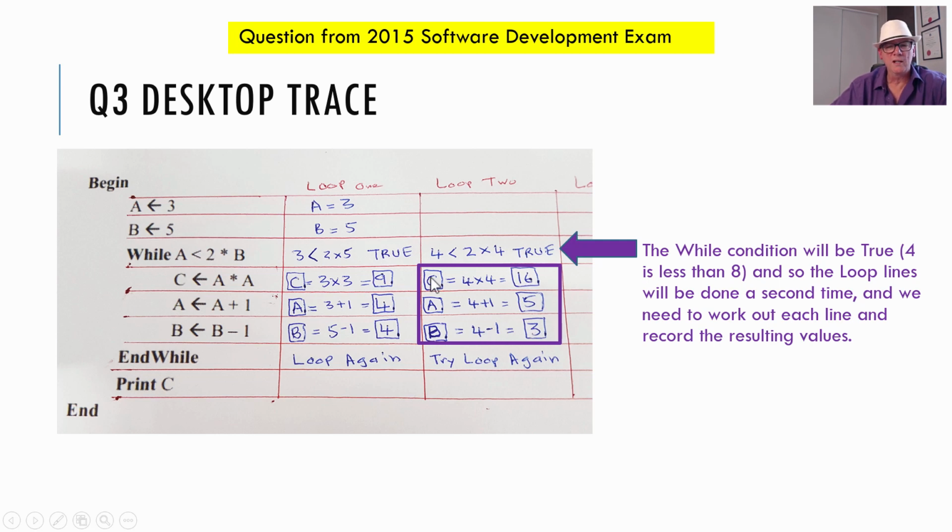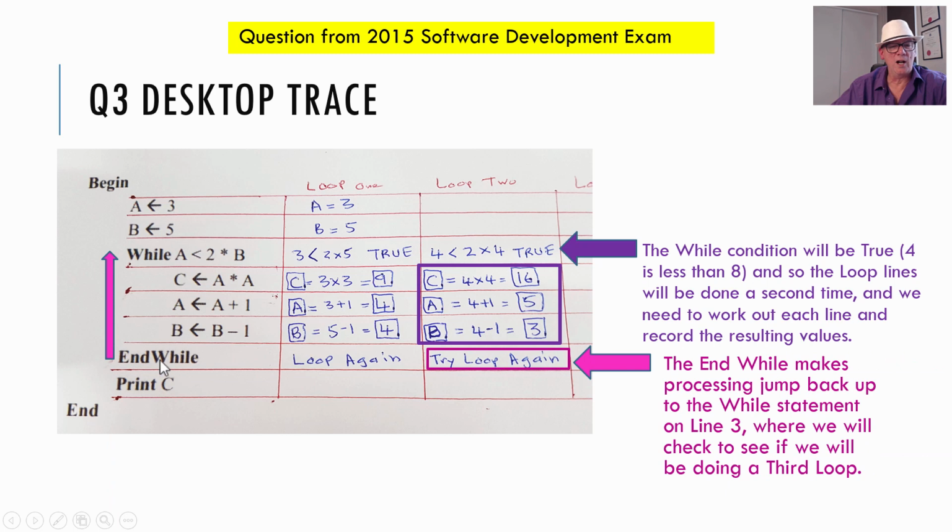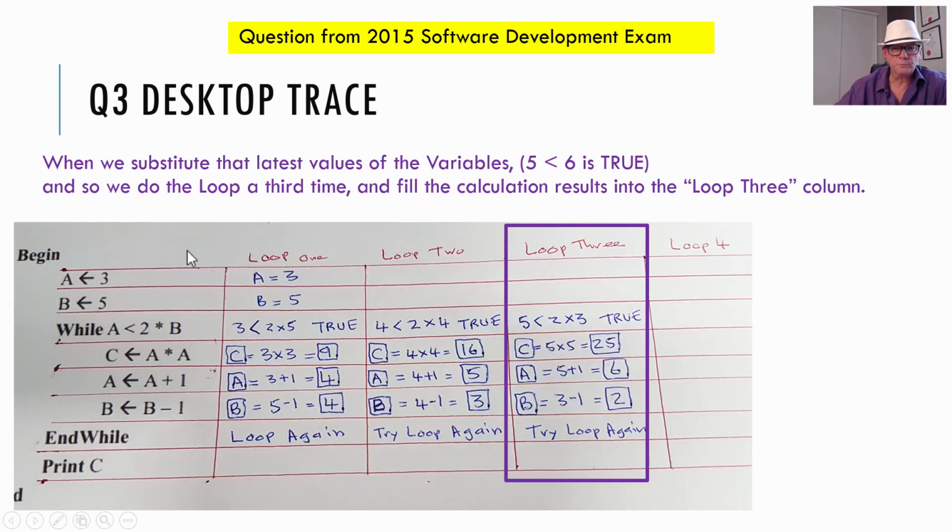Okay, so for loop 2, C, A, and B are having their values changed, and the values are going to be 16, 5, and 3. And then the end while here is going to flick us back up to the start of the loop to see whether we're going to go for a third time here. And we'll go for a third time if that condition is true. So let's check that out.